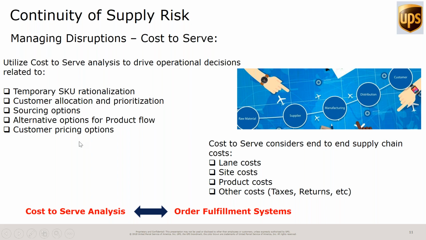And then lastly, the customer pricing options, whenever you have to resort to some of the sales pricing options to control the demand, it can really give you the basis to make those decisions as well. And then operationally, by integrating that analysis into your order fulfillment systems, such as warehouse management or order management system, it can really help to automate generating those rules and translating the cost to serve analysis recommendation into rules that you could integrate into your wave process.